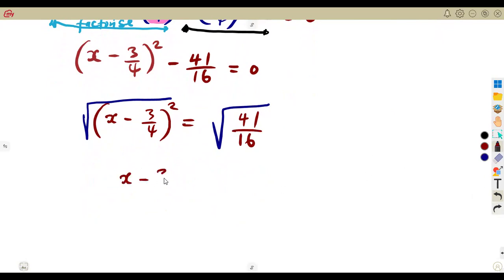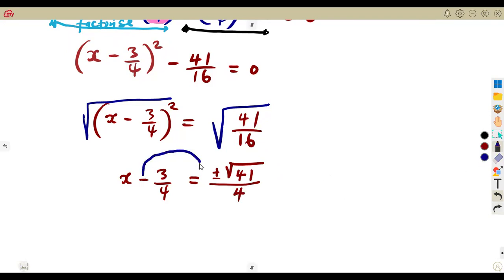So it is going to be x minus 3 over 4 is equal to what? Plus or minus the square root of 41, everything over what? The square root of 16, we know that one, it's a 4. So that is what I'm trying to say there. Meaning to say, if you are given a condition like this, you can simplify the square root of 16. We know that one is a 4.